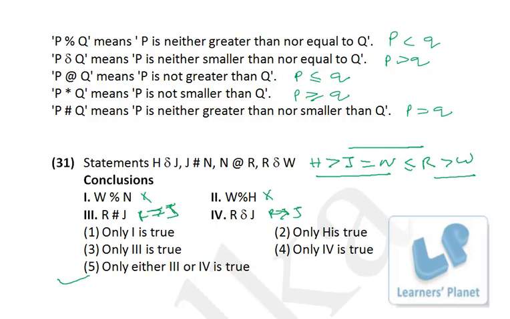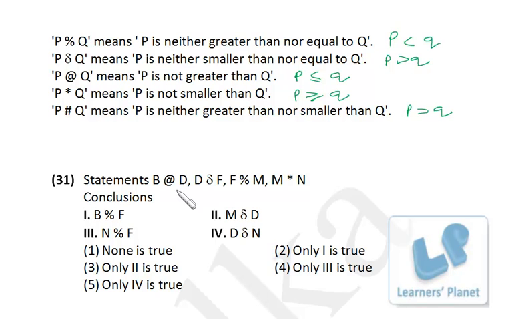Let's take the next one. B at D. So B is less than or equal to D, D delta F. So D is greater than F, and F percentage M, that means F is less than M. And M star N, that means M is greater than or equal to N. So here we are getting so many sequences, 1, 2, 3, 4, there is no order.